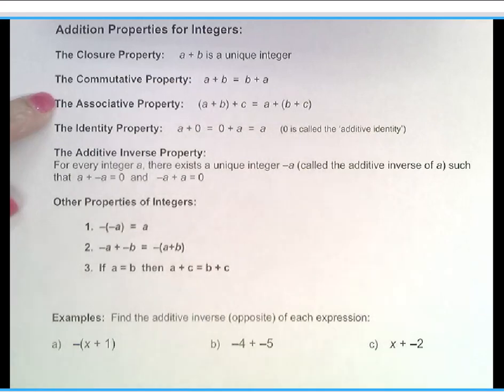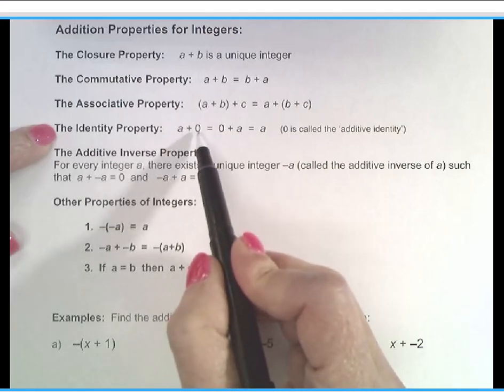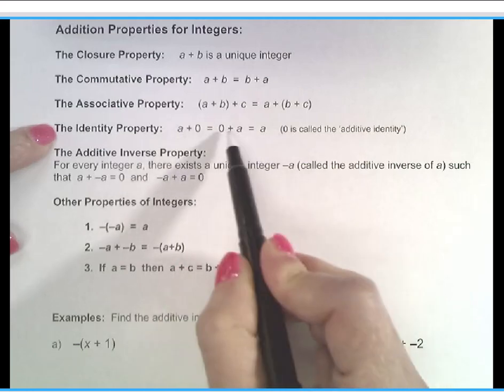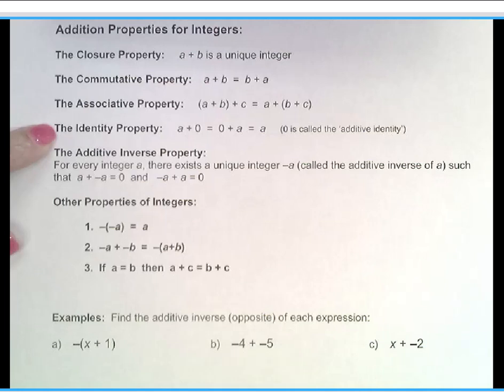associated changes. The identity property, what number could you add to retain the original number's identity? Well, you could add nothing, and then the original number won't change. So a plus 0 is the same thing as 0 plus a, and those are all a. 0 is called the additive identity.